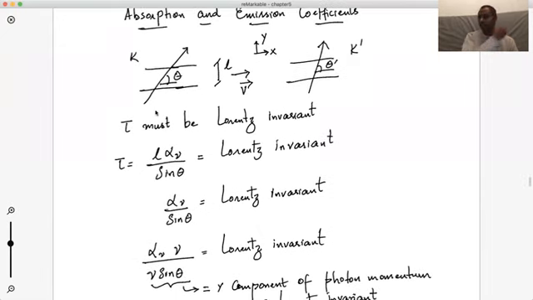So one thing we can start with here again is that the optical depth must be Lorentz invariant. And the reason for that is the optical depth just determines what fraction of photons are absorbed, right? It's again a countable thing. If I have 100 photons, how many out of them get absorbed? That's a countable thing. And so that must be a Lorentz invariant. So we know that tau, the optical depth, is Lorentz invariant.